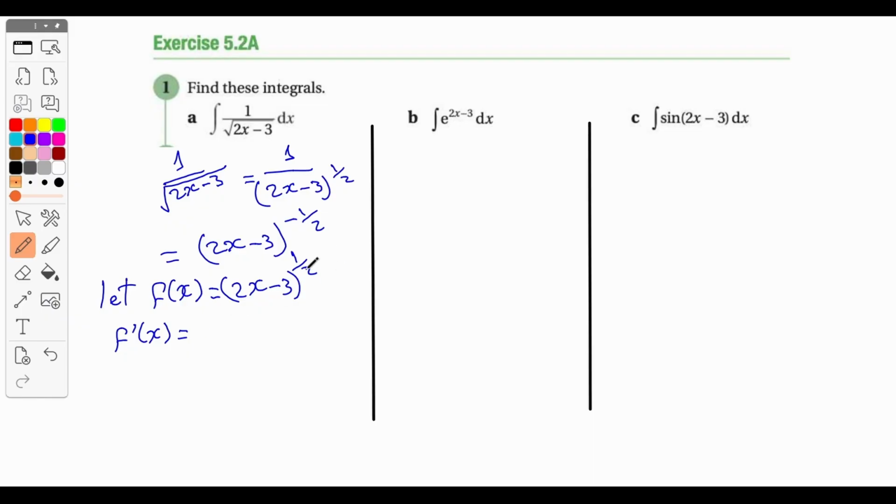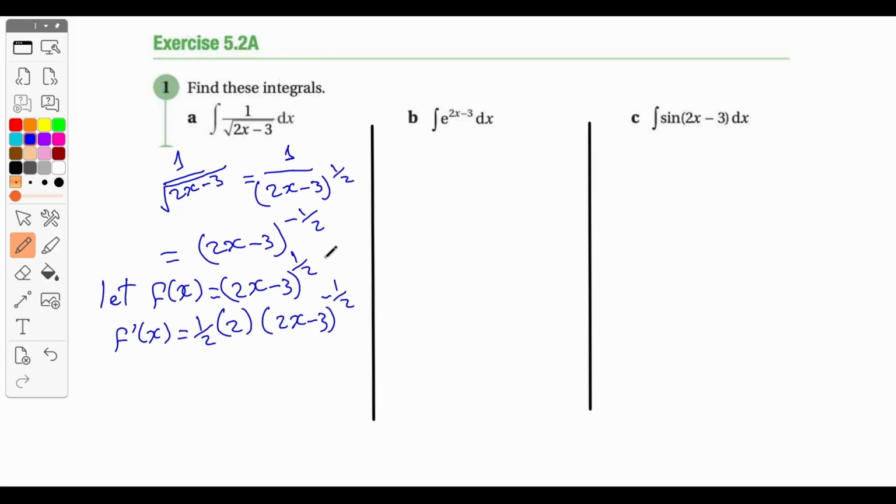Yes, we need to multiply, take this half here in front, it will be half, and multiply that by the coefficient of x here, which is 2, then multiply that by 2x minus 3, the same quantity, to the power of half minus 1, which is negative half. So again, to differentiate this one, just take half in front, half times the coefficient of x, which is 2, the derivative of 2x, then the same quantity, 2x minus 3 to the power of half minus 1.